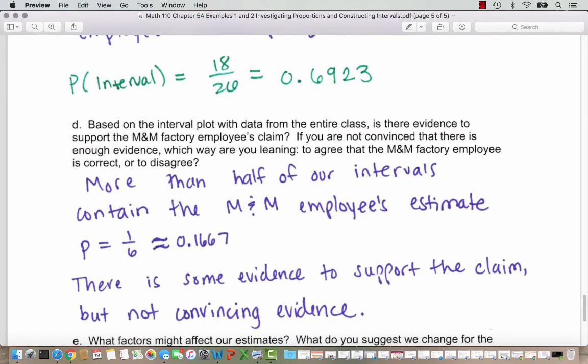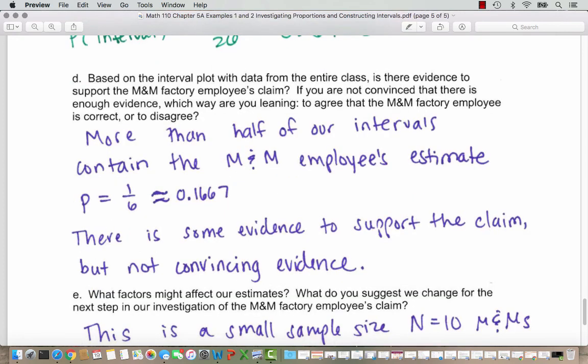So I am somewhat convinced by 18 out of 26 intervals containing that claim. That's 0.6923 or 69.23%. So my rationale here is that more than half of our intervals contain the M&M employees' estimate, P equals 1 out of 6, equals 0.1667 as a decimal. So I'm going to say there is some evidence to support the claim, but it's not completely convincing evidence. For me to be completely convinced, I'd want to see maybe 80 to 90% of the intervals containing that value.